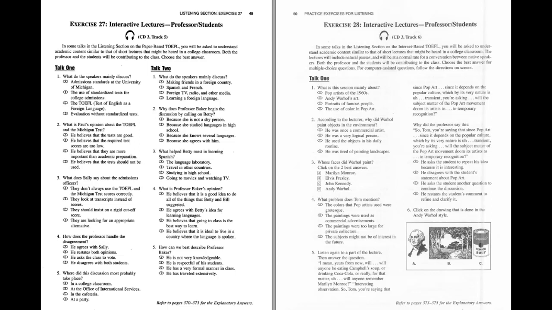I mean, years from now, will anyone be eating Campbell's soup or drinking Coca-Cola? Or really, for that matter, will anyone remember Marilyn Monroe? Interesting observation. So, Tom, you're saying that since pop art depends on the popular culture, which by its very nature is transient, you're asking, will the subject matter of the pop art movement doom its artists to temporary recognition? Why does the professor say this?